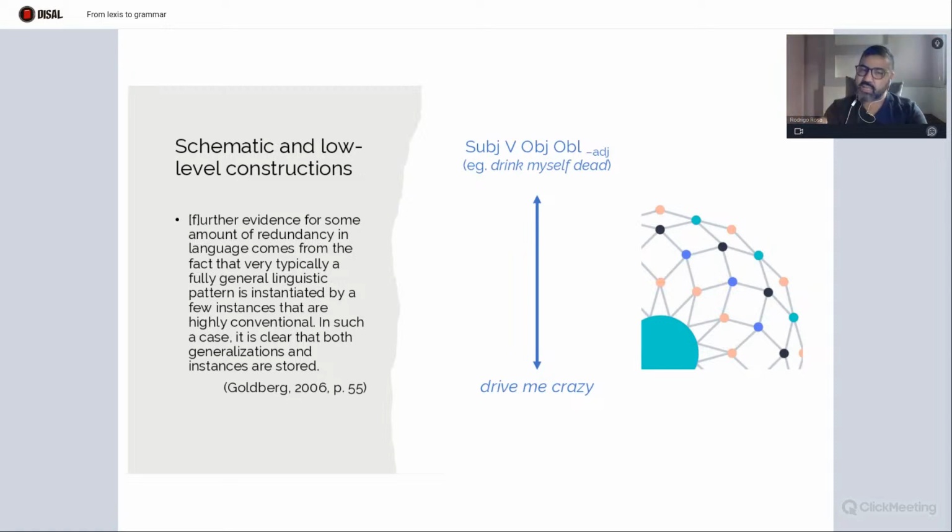And the second part of the expression that seems to be rather fixed is the adjective crazy, because I can replace it, but I cannot replace it with any other thing. I can replace it with some words which somehow denote some sort of insanity, right? So I can say drive me crazy, but also drive me bananas, drive me nuts, drive me insane, mad, etc.